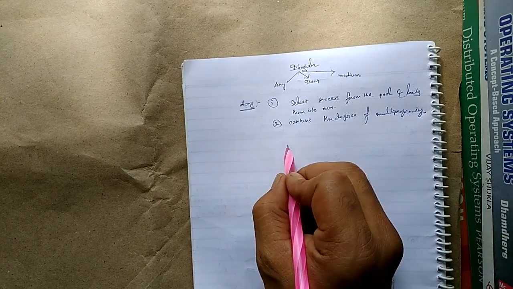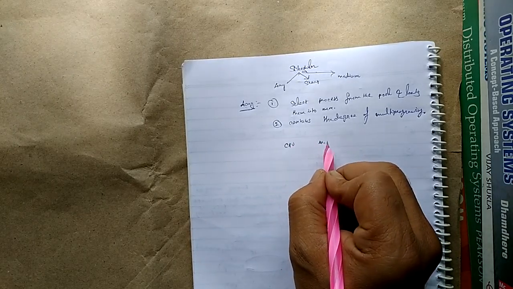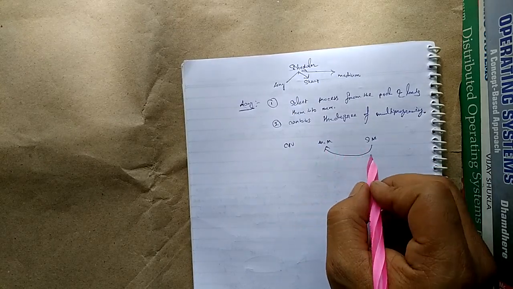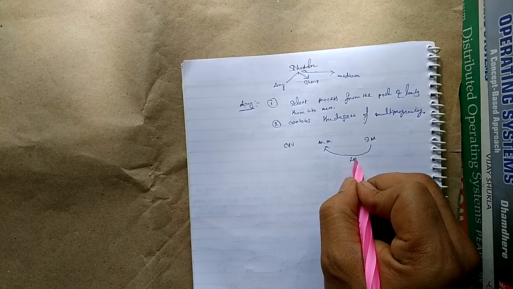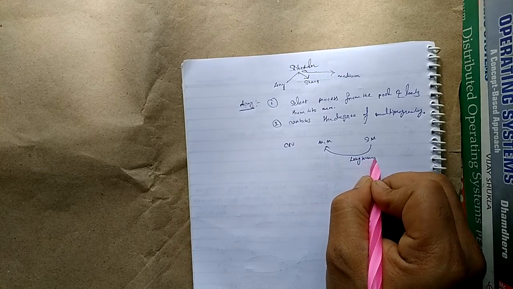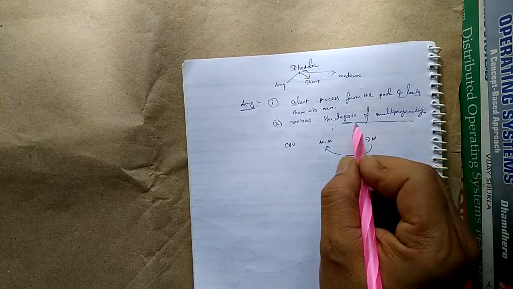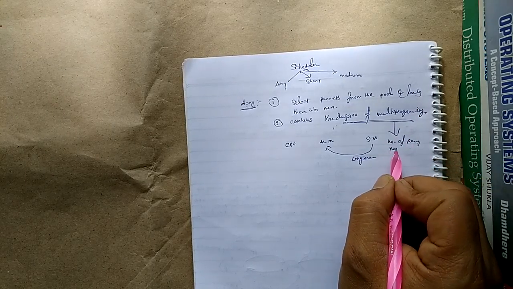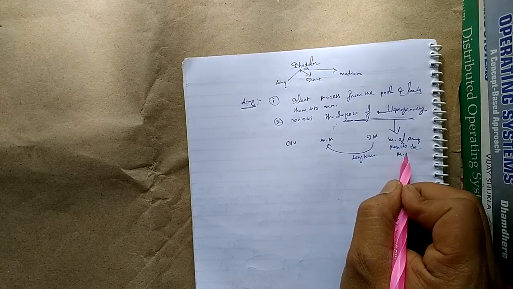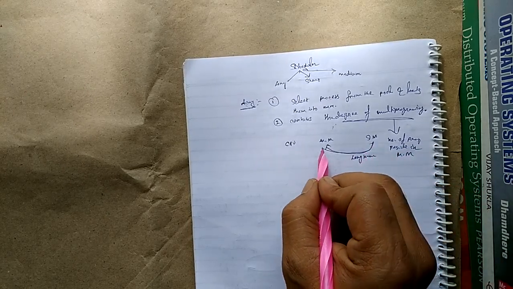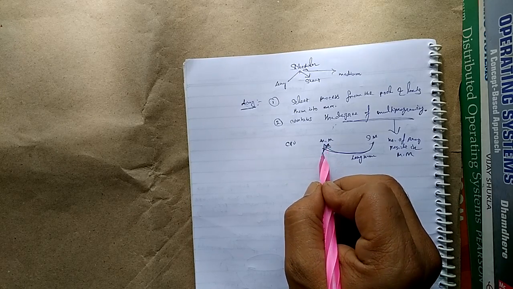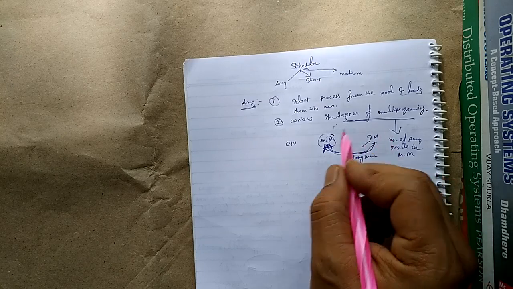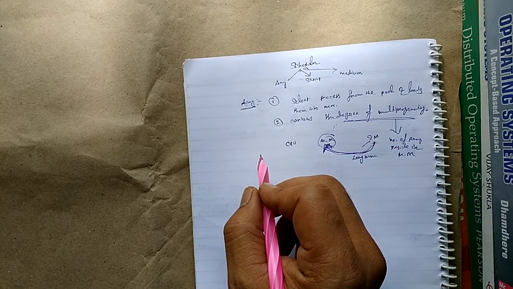What does it mean? Here is your CPU, here is your main memory, here is your secondary memory. It loads the program from secondary memory to main memory, that is done by long term. It controls the degree of multiprogramming. Degree of multiprogramming means number of programs residing in main memory. When the main memory becomes full, it will swap the processes from main memory to secondary memory. This way it controls the degree of multiprogramming.